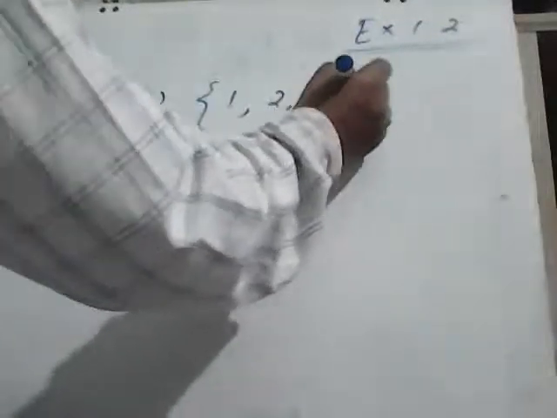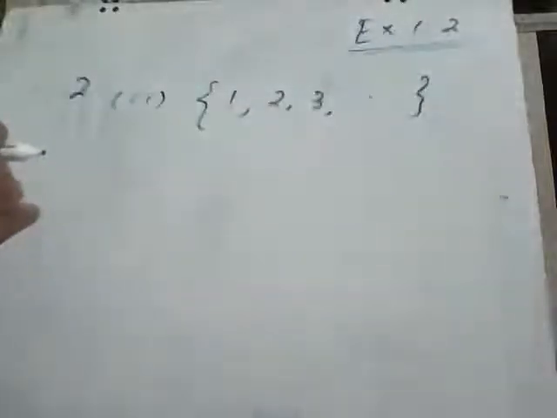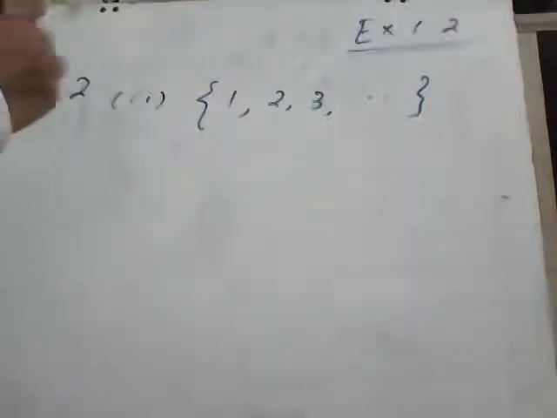Question number 2, second bit. The set is written 1, 2, 3, and so on. When "and so on" is written, it means it is proceeding up to infinity. All natural numbers. There are uncountable counting numbers. So it is an infinite set. The number of elements is infinite, hence it is an infinite set.